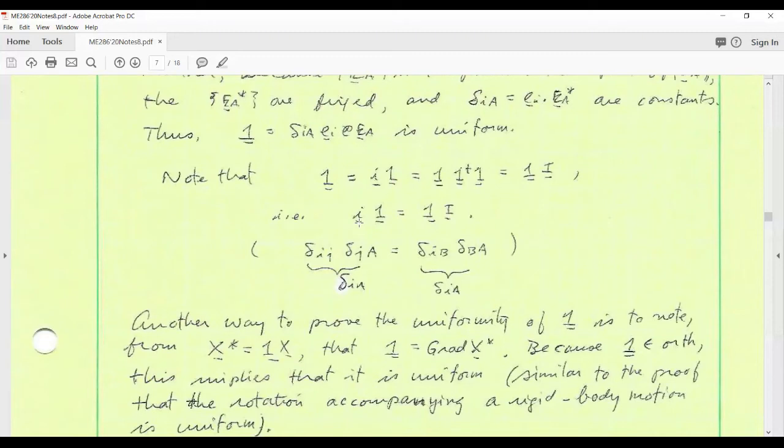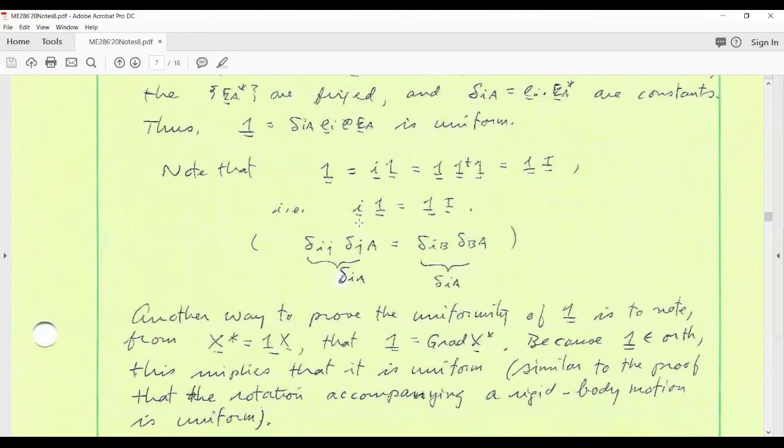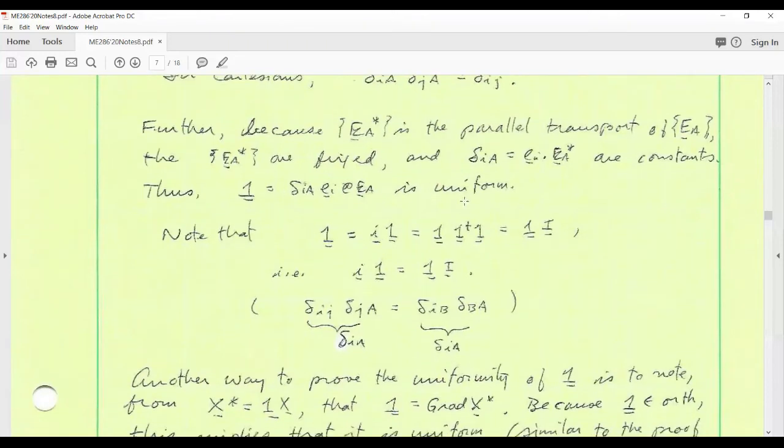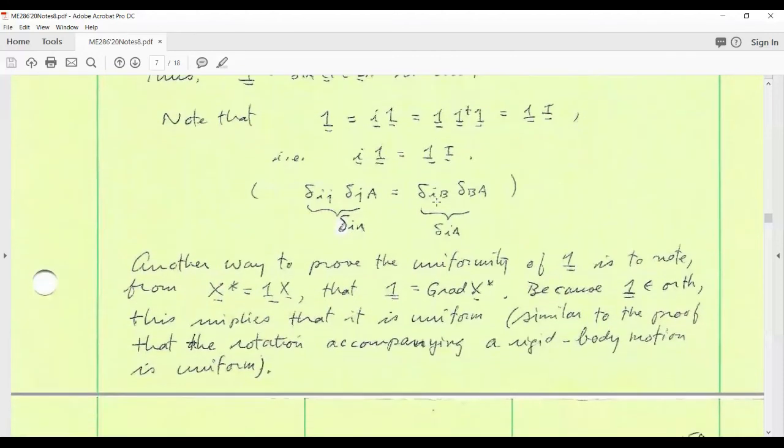And again, it's important to maintain these conceptual distinctions, especially when we talk about important concepts like frame invariance. By the way, this is a fairly crude way to prove that the shifter is a uniform tensor. Here we had resorted to a particular coordinate system to prove that. Another way to prove that uniformity is to note that this defining relationship of x star means that the shifter is the gradient of x star with respect to x. In other words, the shifter is the referential gradient of x star.